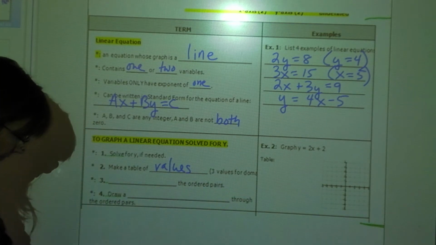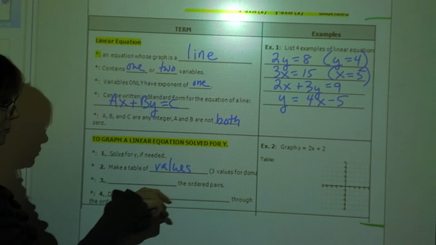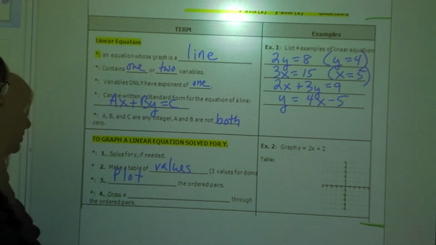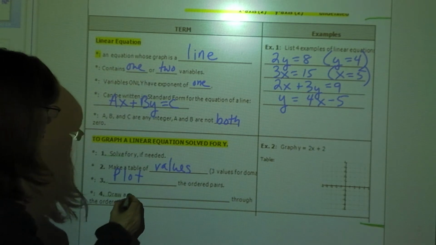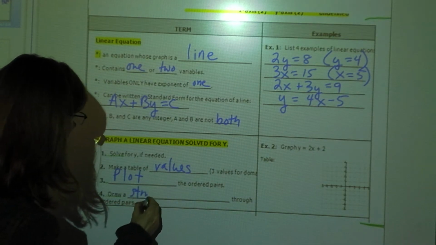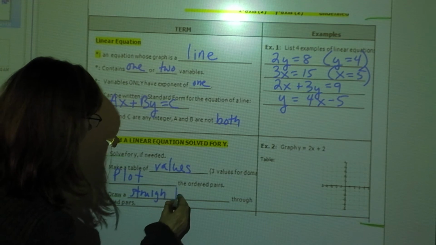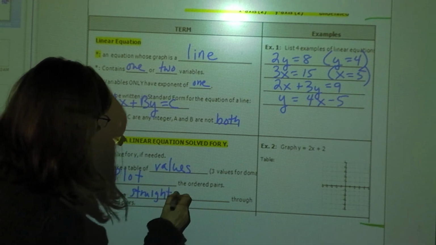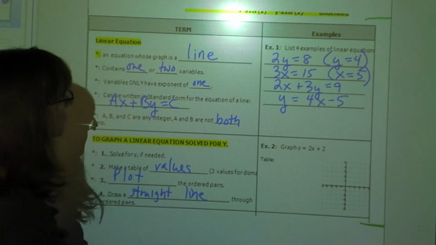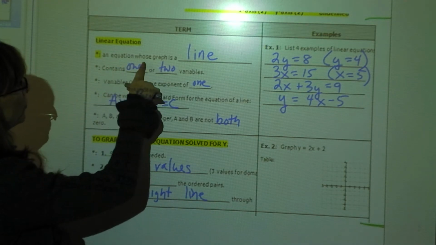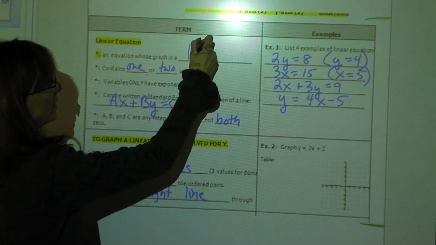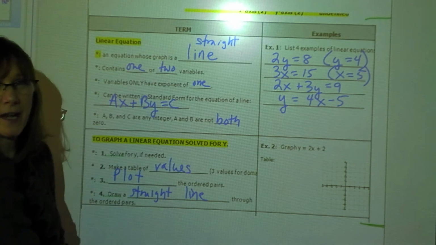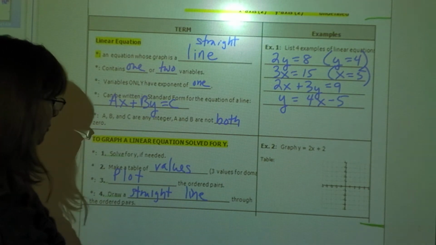Okay? Now, once you make up your table of values, you're going to plot those points. So you're going to plot the ordered pairs, and then you're going to draw a straight line through those points. So over here, when we said an equation whose graph is a straight line, all lines are straight. So you don't really have to say straight, but it's assumed that all lines are straight.